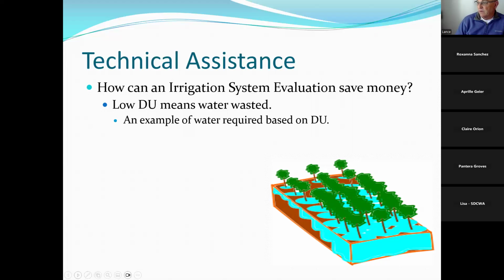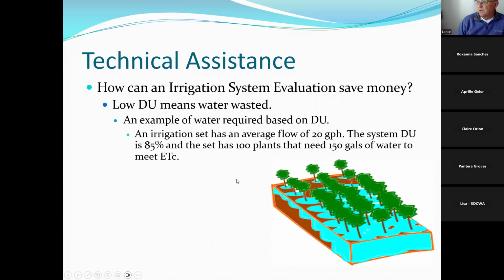Let's see. So here it is in terms of looking at the numbers. An irrigation set has an average flow of 20 gallons per hour. The system uniformity is 85%, and the set has 100 plants that need 150 gallons of water to meet the evapotranspiration. So evapotranspiration, ETc, C stands for crop.